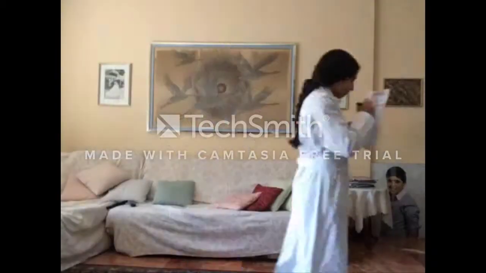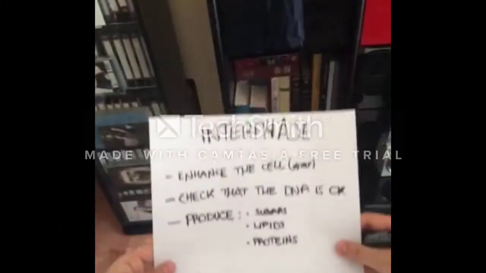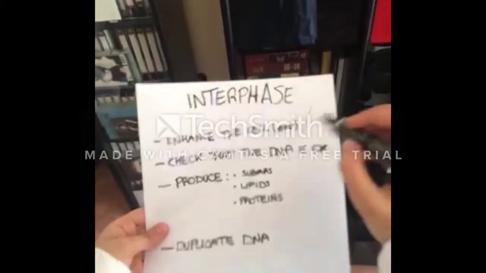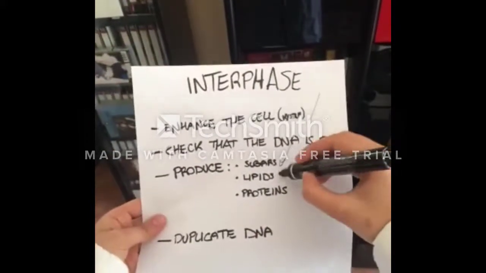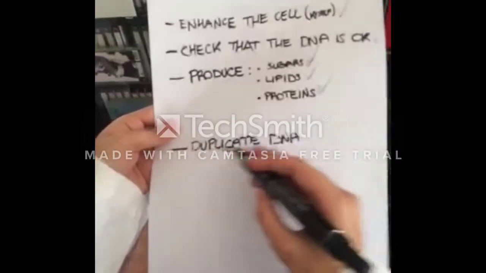Let's move on. In this phase, the cell checks if there are errors in the DNA. It grows and produces sugar, lipids, and proteins. And shortly before the mitotic phase, it duplicates the DNA by condensing the chromatin, then forming a chromosome.